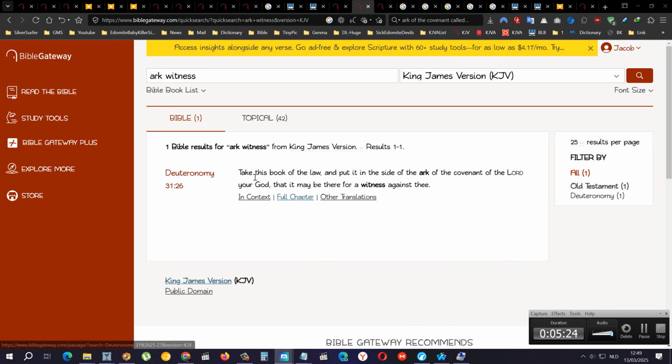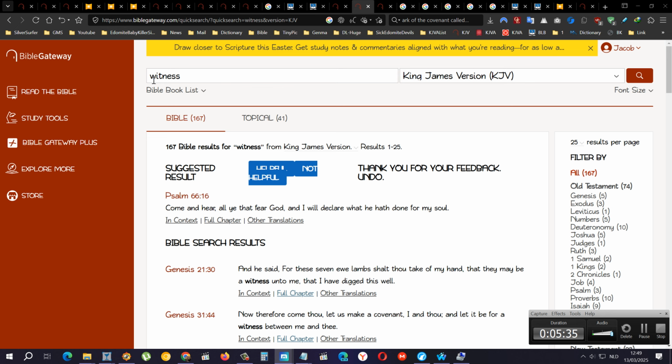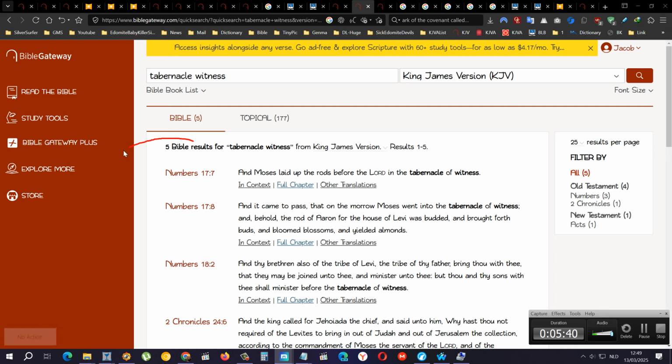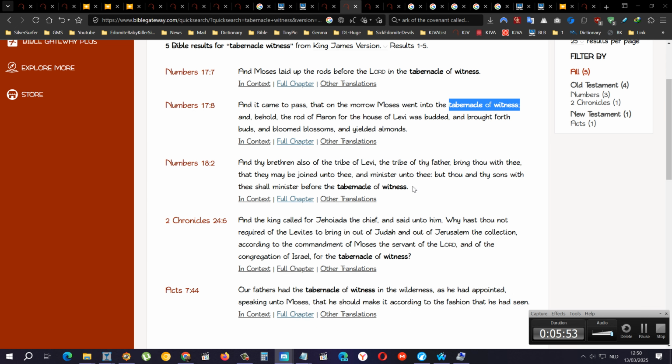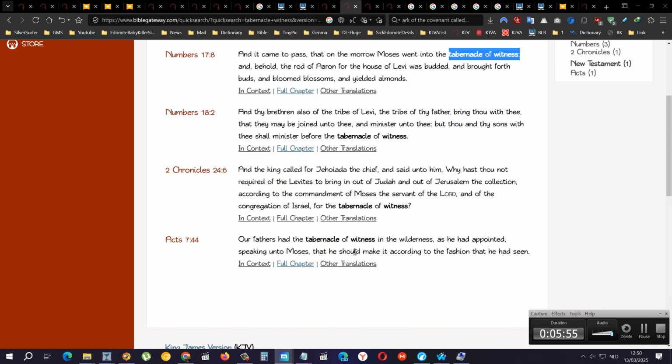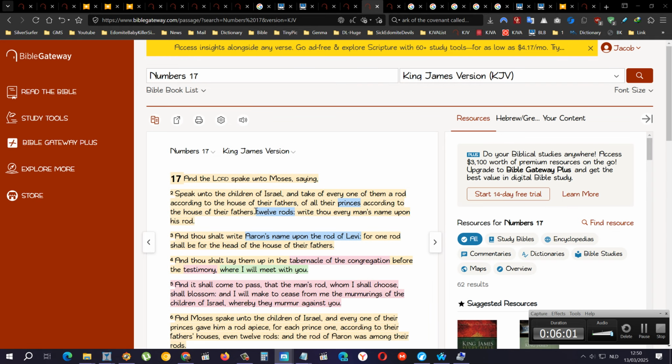Here. Yeah, wait, let me see. Tabernacle. I think it's Numbers 1. Oh, Numbers 17. And Moses laid up the rods before the Lord in the tabernacle of witness. Here you have the tabernacle of witness. If you read this chapter, you will see that the tabernacle of witness is talking about the Ark of the Covenant. Let me see, what verse was that? Verse 8.